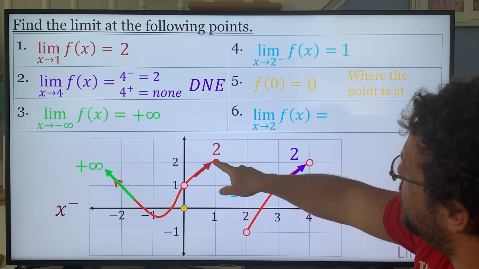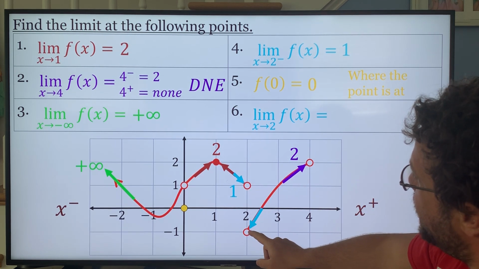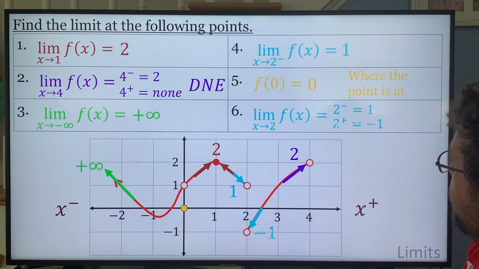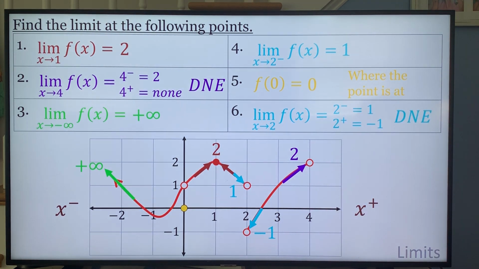All right, limit of f of x as x approaches 2. So as x approaches 2, from the left side it's 1. From the right side it's negative 1. Does 1 equal negative 1? Not in this world. So since they're not equal, the limit does not exist.